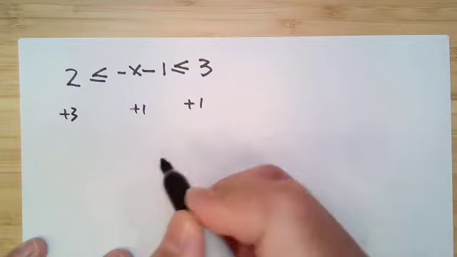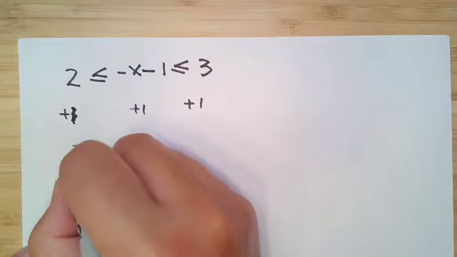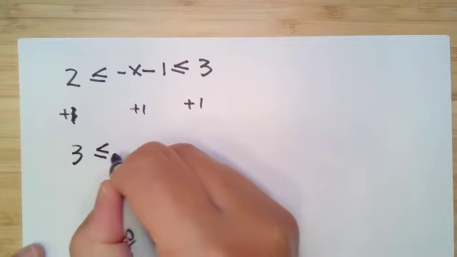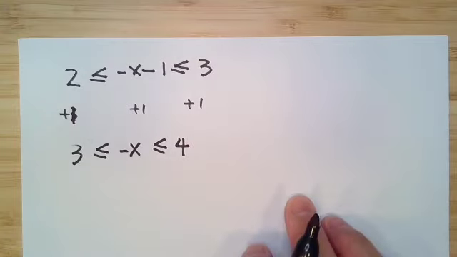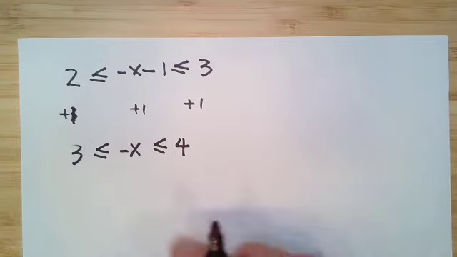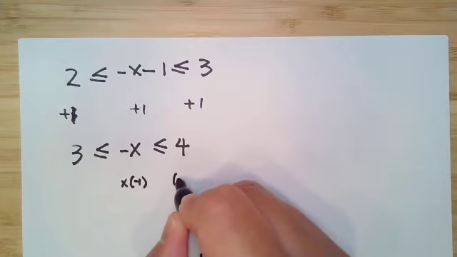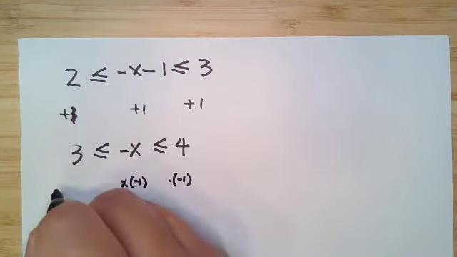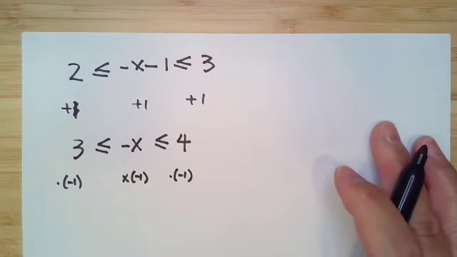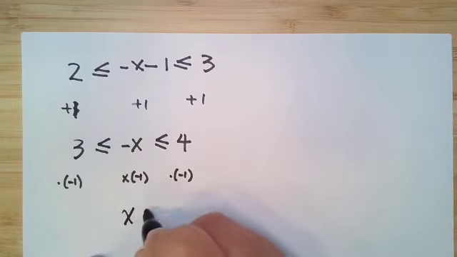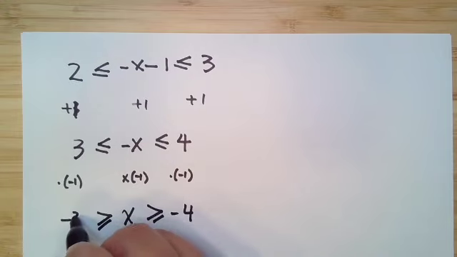I'm doing it so fast. So it's 3 less than or equal to negative x less than or equal to 4. And then since I have a negative x, my next step is to multiply by negative 1 everywhere. When you multiply by a negative number, you change the direction, right? So you have x less than or equal to negative 3 and greater than or equal to negative 4.